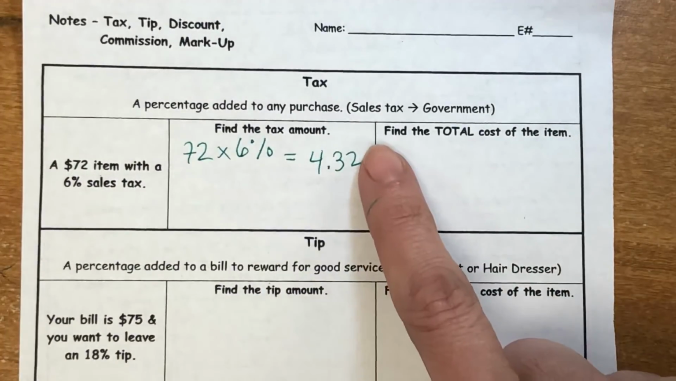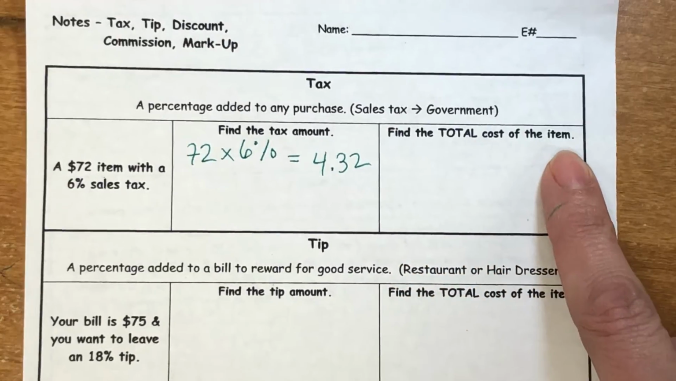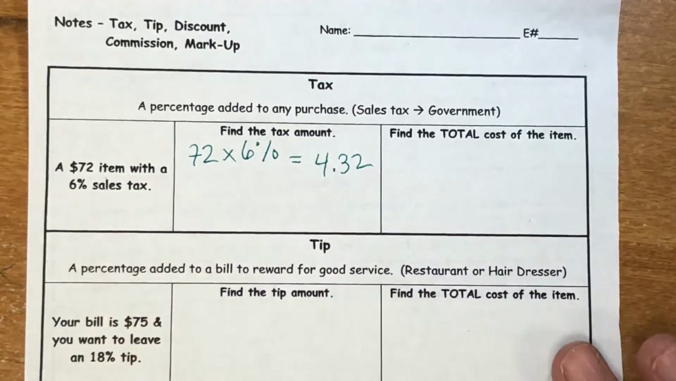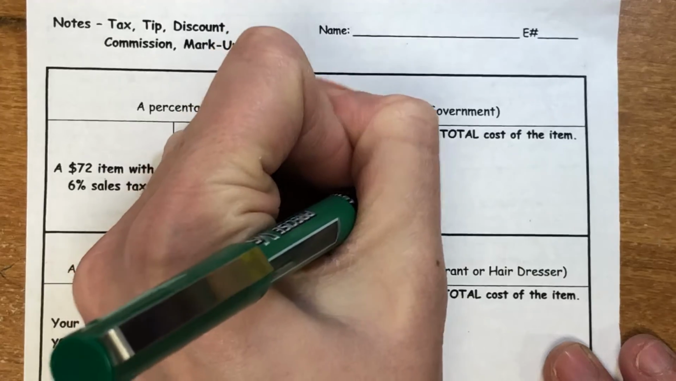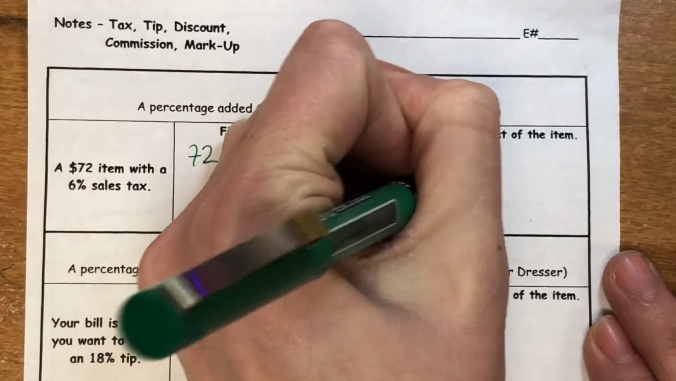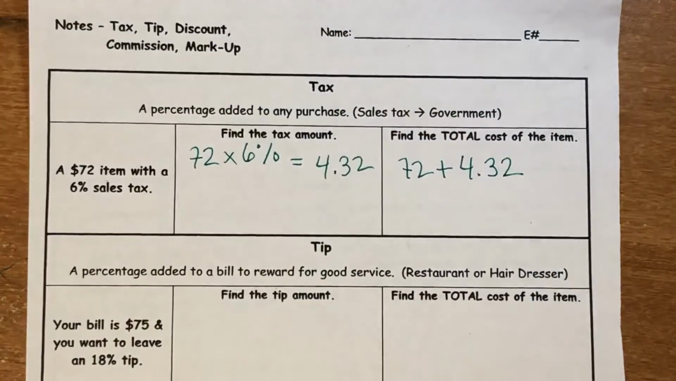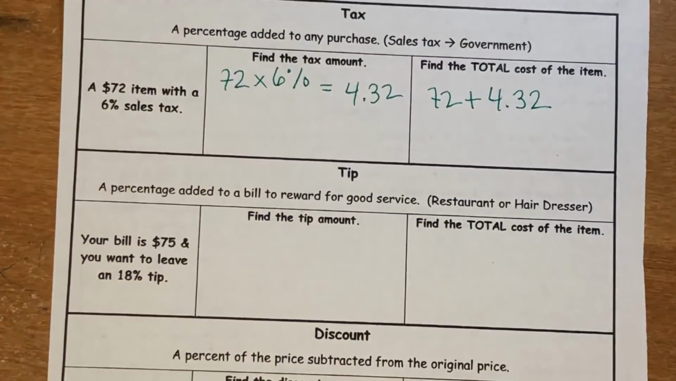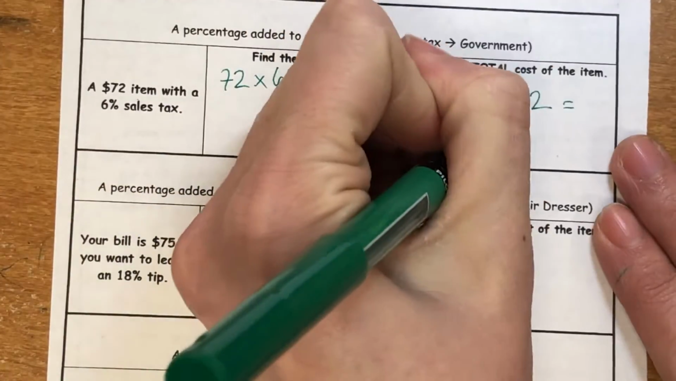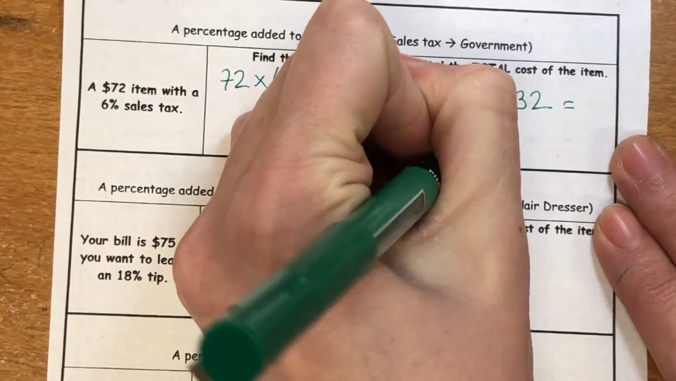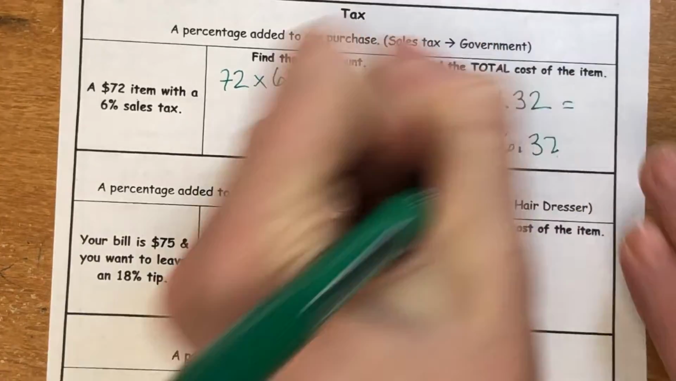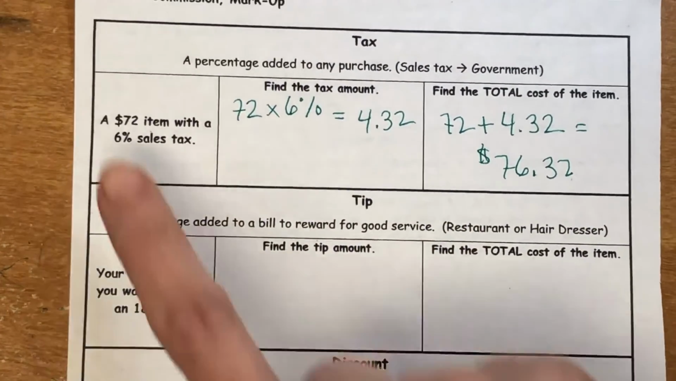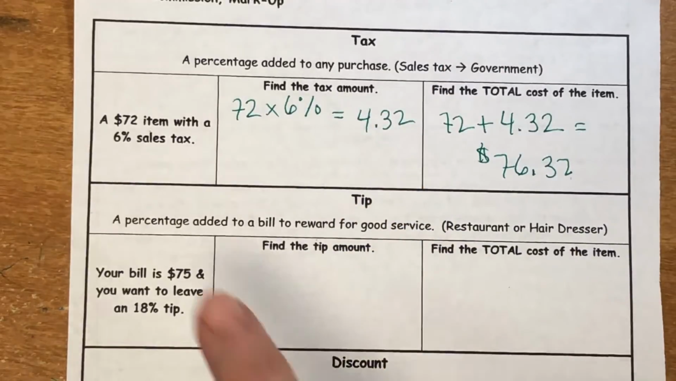Then I'm going to find the total cost of the item. The only thing I do is take 72, which is my price, and add the tax, so $4.32. I'm going to put that in the calculator: 72 plus $4.32. I get $76.32. That is my total price. Okay? So that's my sales tax. Remember, with sales tax you're adding to the original price.